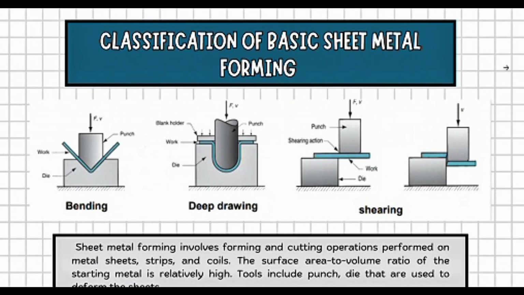To discuss the classification of basic sheet metal forming. So what is sheet metal forming? This is a process of shaping and cutting flat metal sheets using powerful tools like punches and dies. In this process, the metal can be bent to form angles, stretched into deep shapes like cups or containers, or cut cleanly in straight lines. So there are three major categories of sheet metal processes: bending, deep drawing, and shearing.